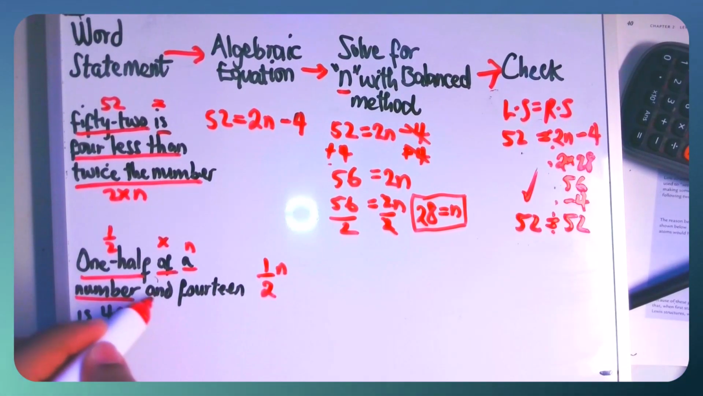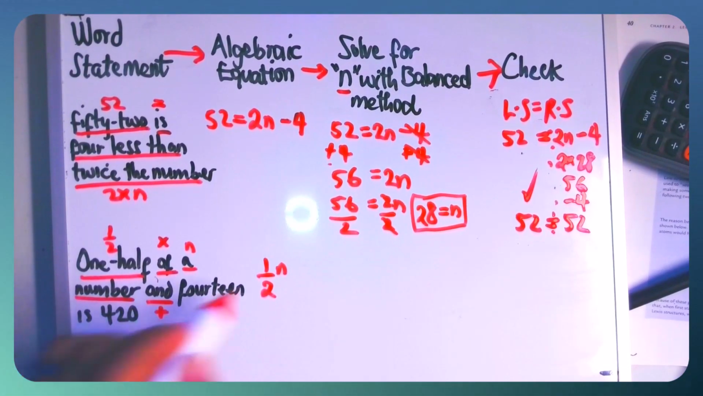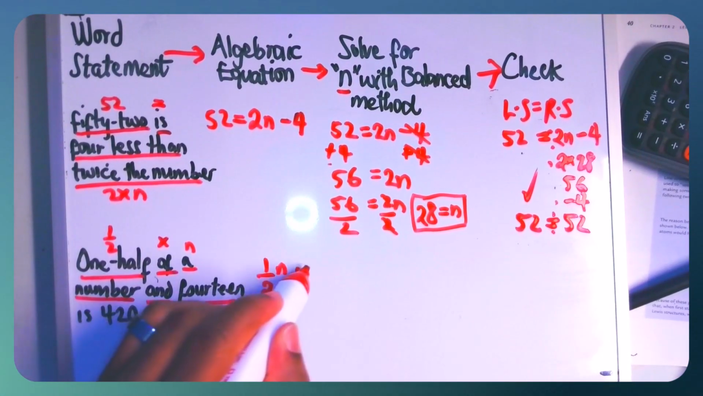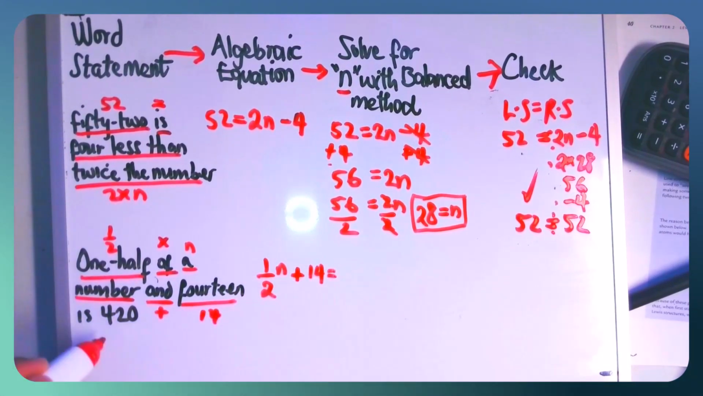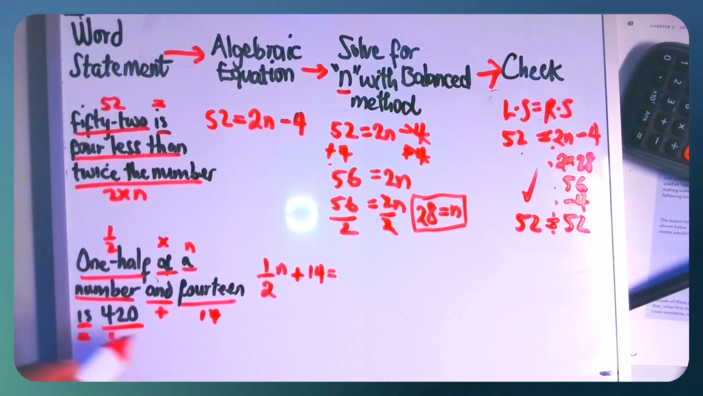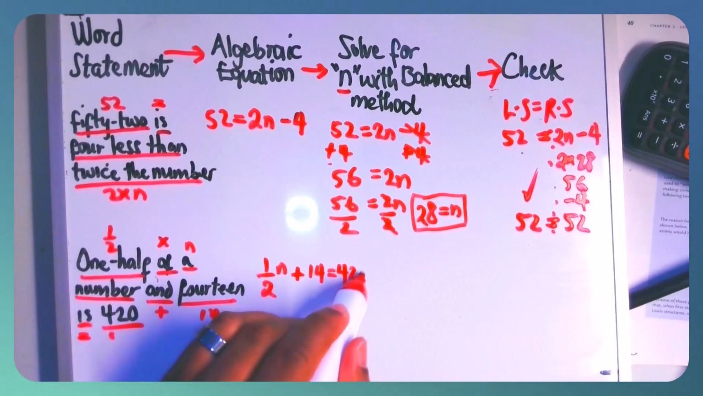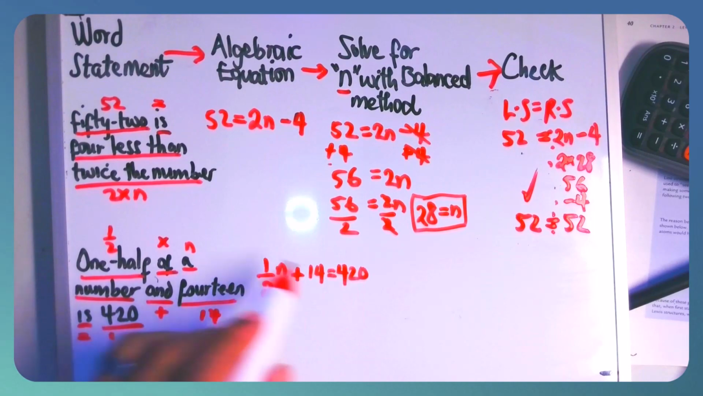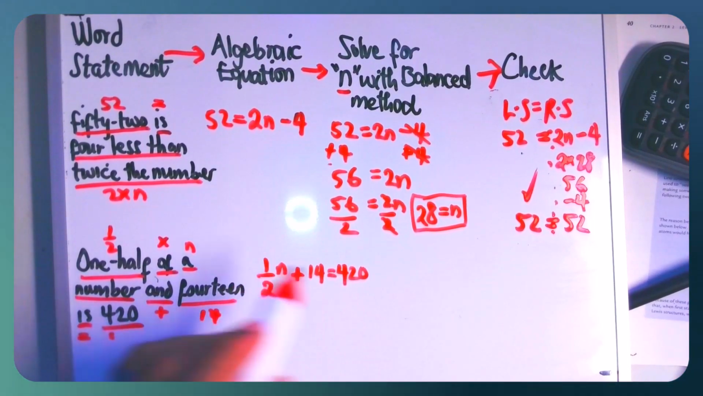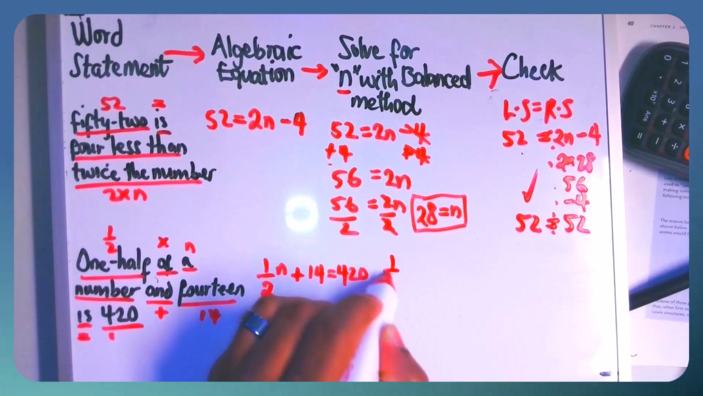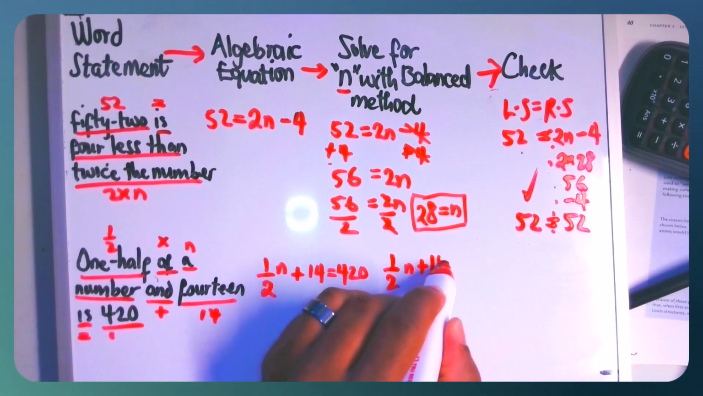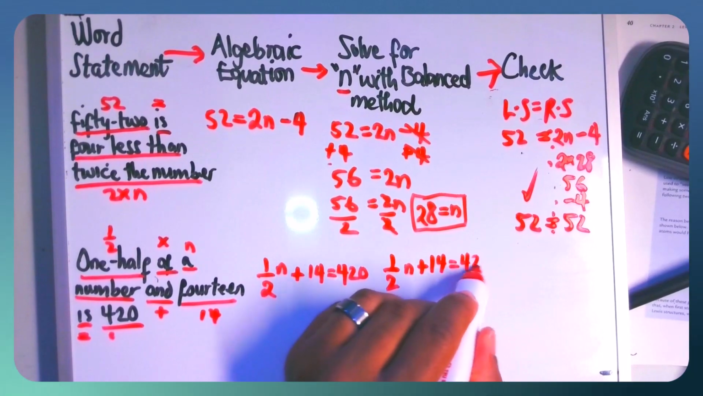which is 1/2n, and then "and," remember, is addition, and we're going to add this to 14, and so that here shows that it is equal to, based on the "is," 420, and so this here is going to be written here as 420. So now we have this algebraic equation. We can now solve for the value of n. So rewriting this over here, we have 1/2n plus 14, and this here equals 420.